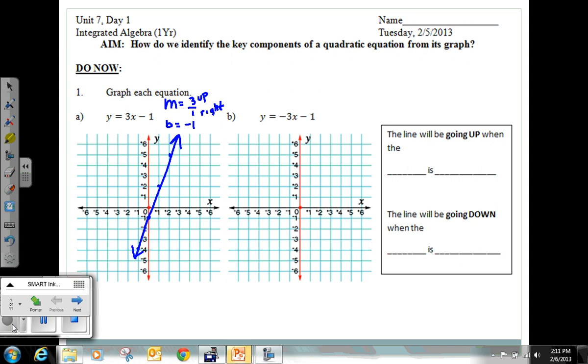And this next one looks similar, but the slope here is negative 3. So that means we'll move down and to the right. The y-intercept is negative 1. So same y-intercept, but now we're going to move down 3, right 1. So our line's going in the opposite direction. We can go back the other way to get more points.